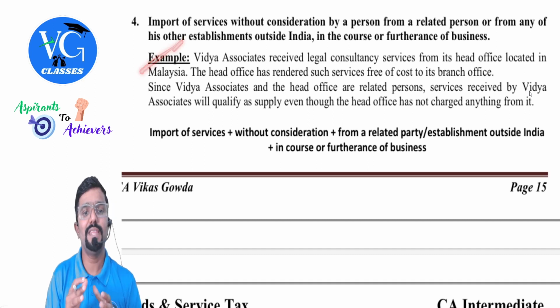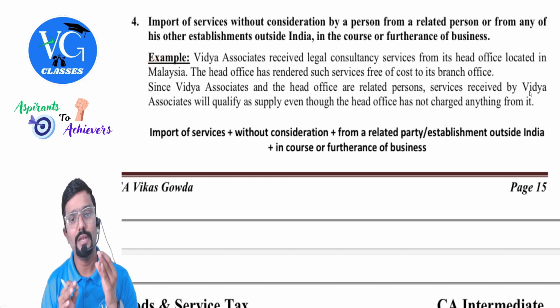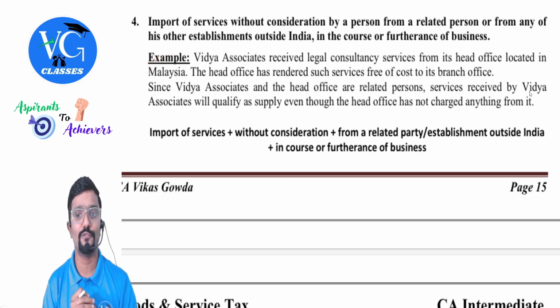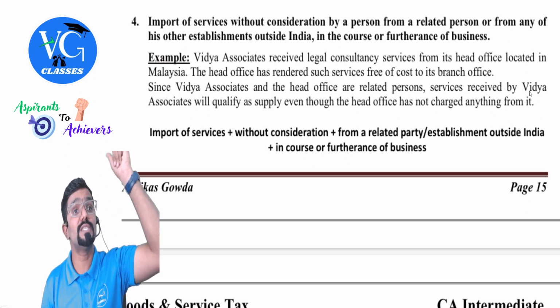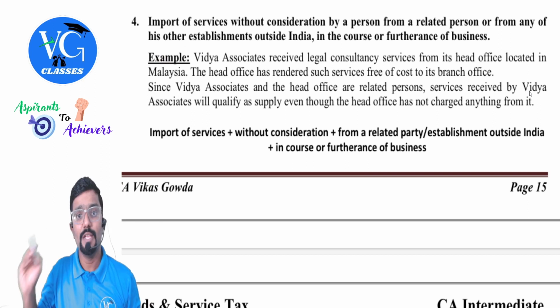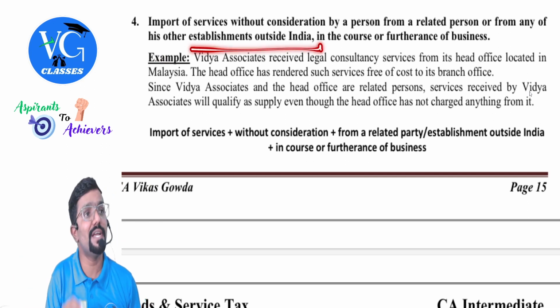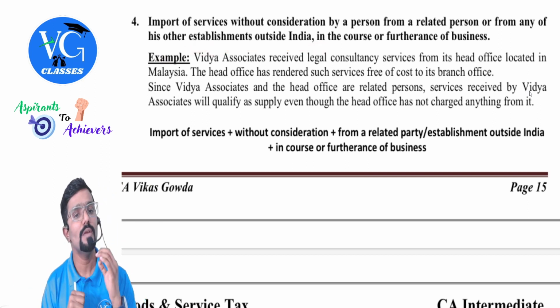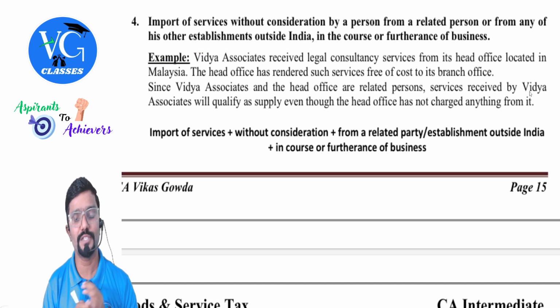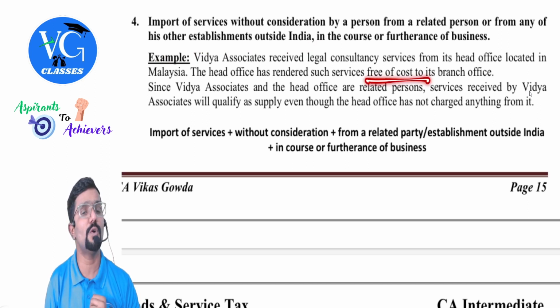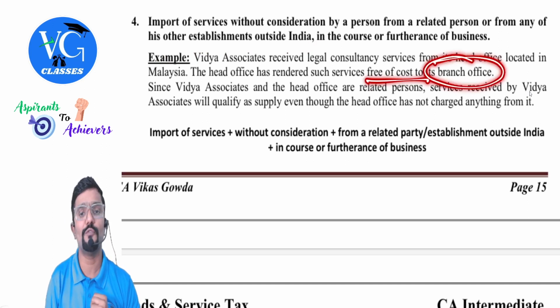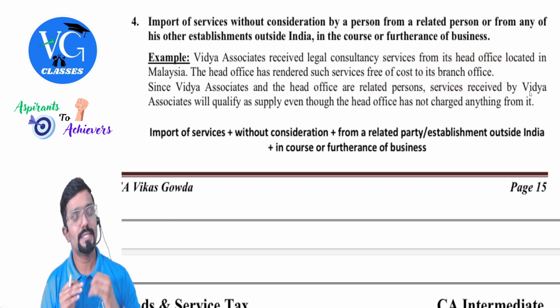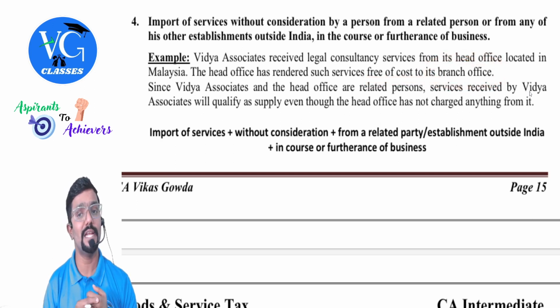Example. Vidya Associates received legal consultancy services from its head office located in Malaysia. Okay, the head office is located outside India. So can I say establishment outside India? Yes. The head office has rendered such services free of cost, without consideration, to its branch office in India. Since Vidya Associates and head office are related persons, services received by. Sir, why are they related? Because one is controlling the other.